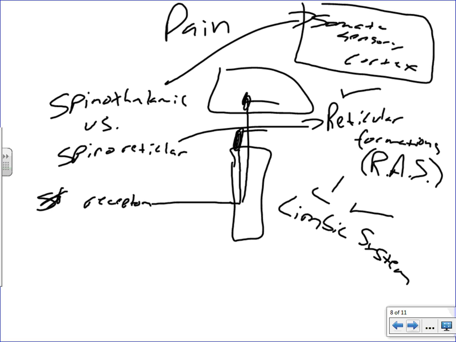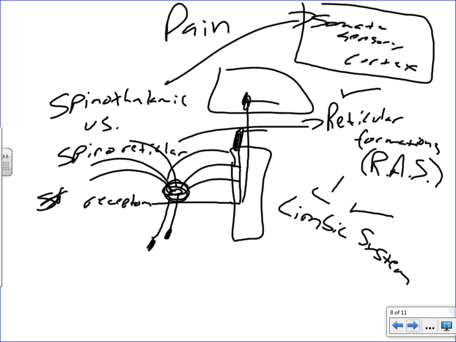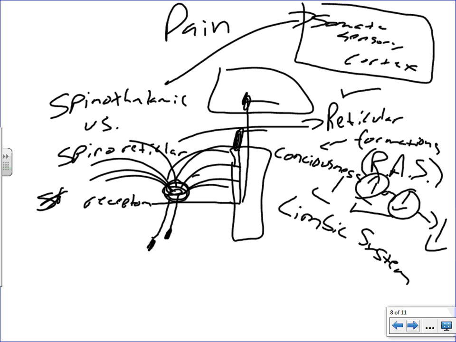Now, remember what the RAS is designed to do. Remember, there are these formations found within the medulla and the pons, called reticular formations. They project up to the thalamus, and then the thalamus radiates axons to all areas of the cerebral cortex. The number one job of the reticular activating system is consciousness. Basically it either increases or decreases our level of consciousness, and it's relatively simple. If we increase activity of the RAS, our level of consciousness becomes heightened. If we decrease activity in the RAS, our level of consciousness goes down.